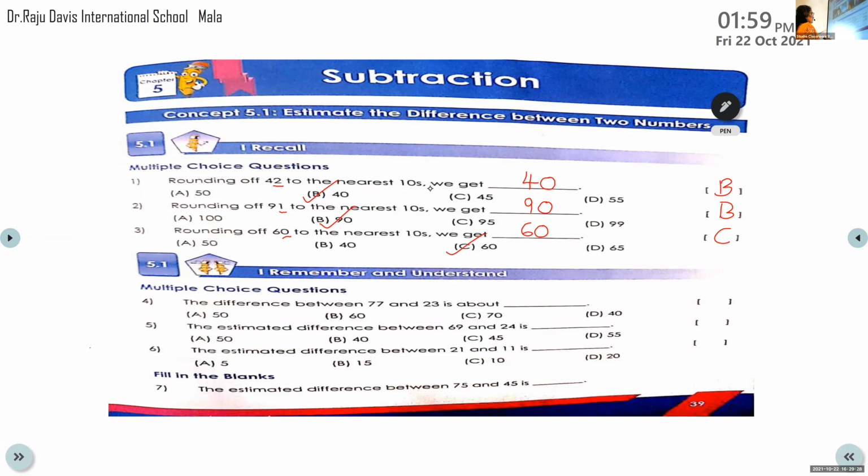What do you have to do first? You have to estimate the number 77. How will you estimate it? You have to underline 7, isn't it? Right. Under which rule does it go? Second rule. 7 is greater than 5. So what is to be done over there? 7 has to be made 0. And what about the tens place 7?